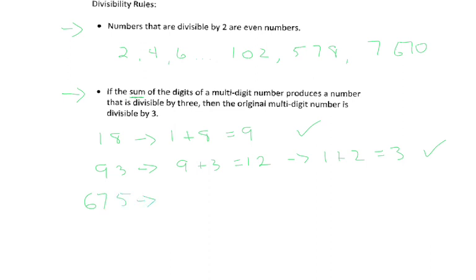675. If I add up the numbers, I get 6 plus 7 plus 5, which is 18. And I can go one step further because there's 2 digits there. 1 plus 8 equals 9. So the number 675 is divisible by 3.